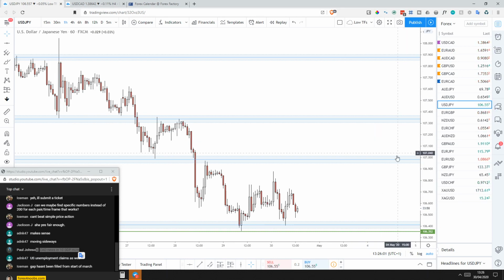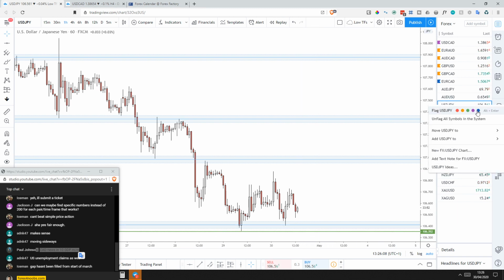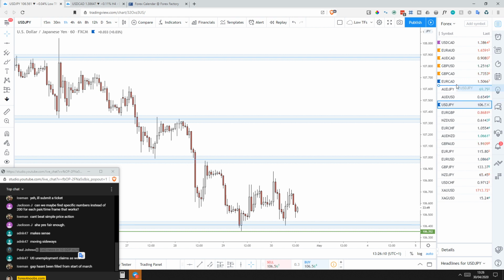Actually, USDJPY, there's still potential for a short here. If it does start pushing through this green line, there's still potential for a short there. So that's the same as yesterday. But other than that, there's not a whole lot happening on the 1 hour chart.